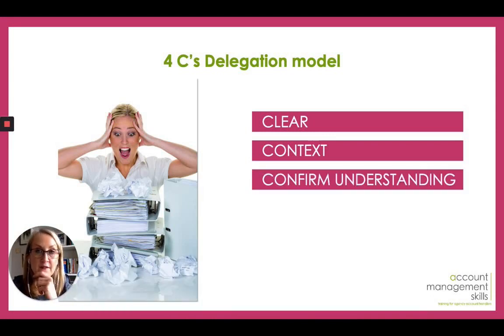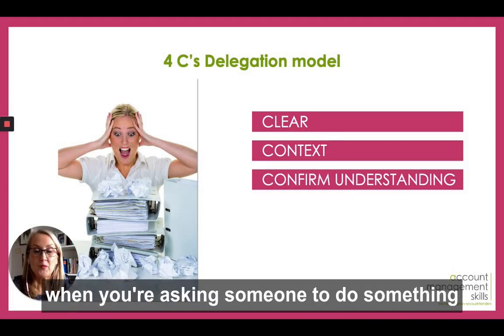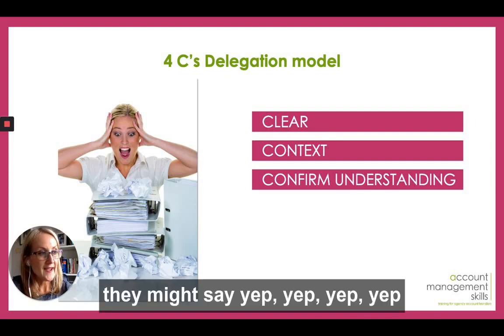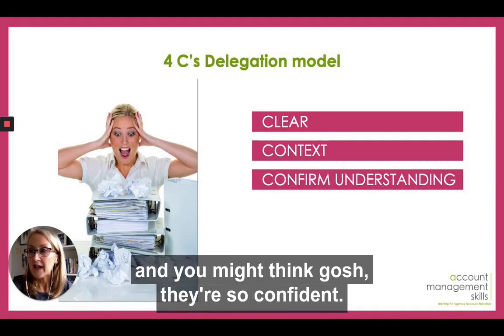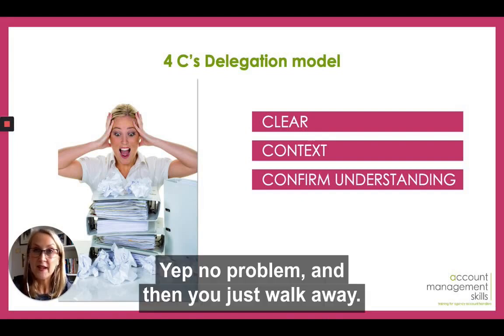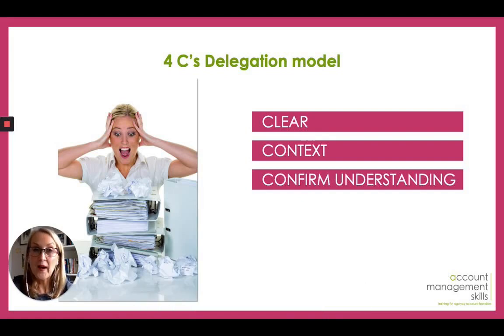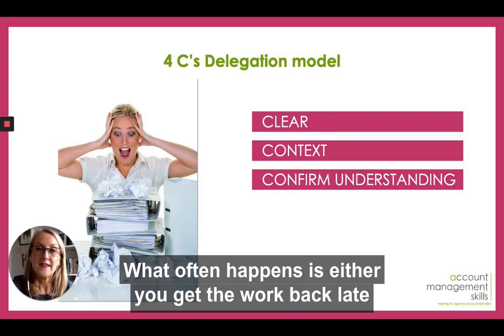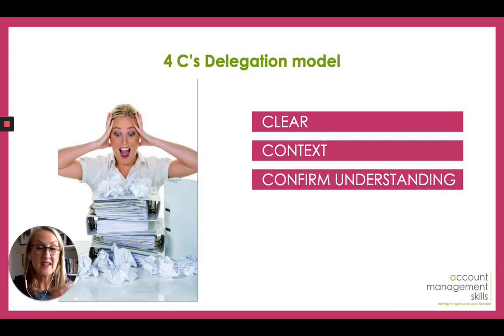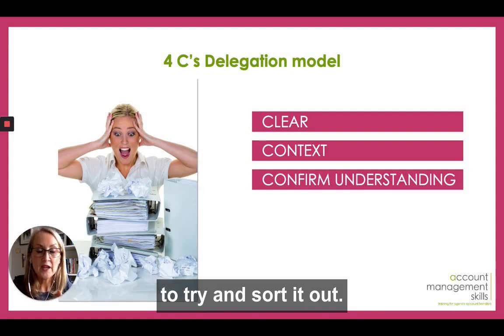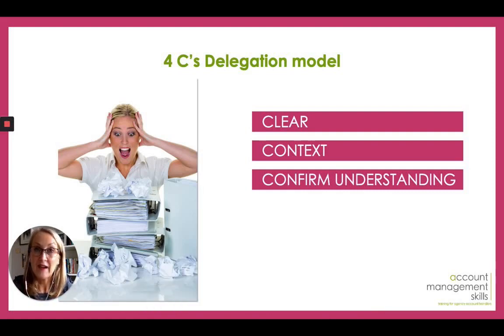The third C is confirm understanding. This is so important to get right, because many times when you're asking someone else to do something, they might say, yep, yep, yep, yep. They give you a sense that everything's fine and they've understood everything. And you might think, gosh, they're so confident. Yep, no problem. And then you just walk away. What often happens is either you get the work back late, or they don't do it properly or not very thoroughly, or either way, you end up panicking at the last minute to try and sort it out. So confirming understanding is a really important step.